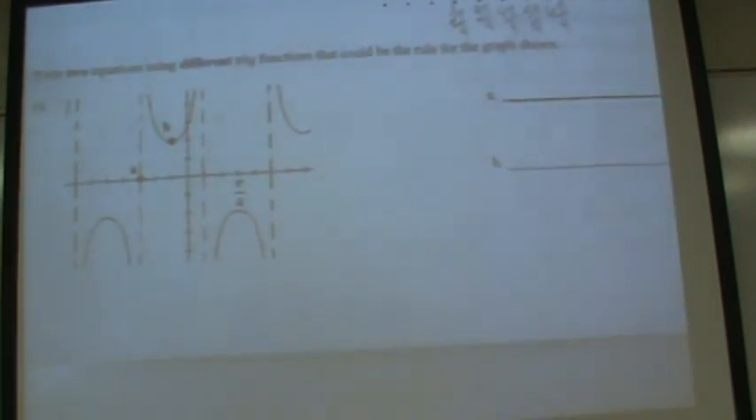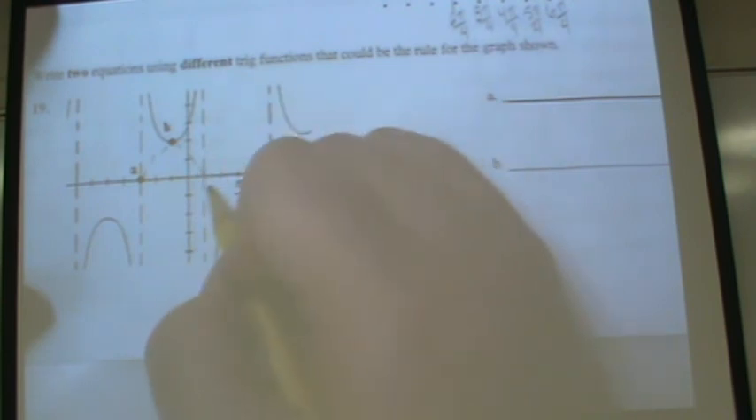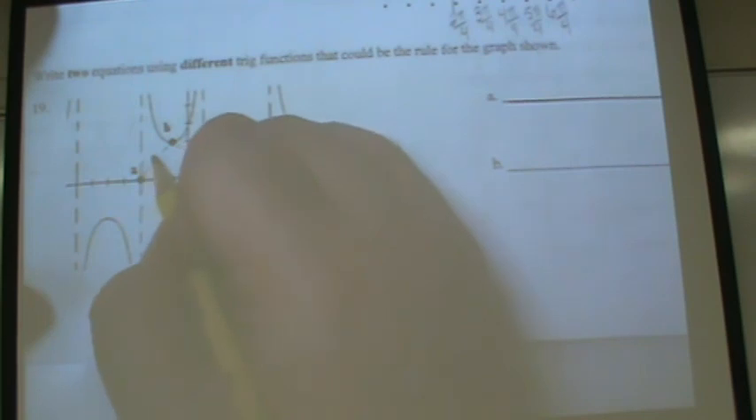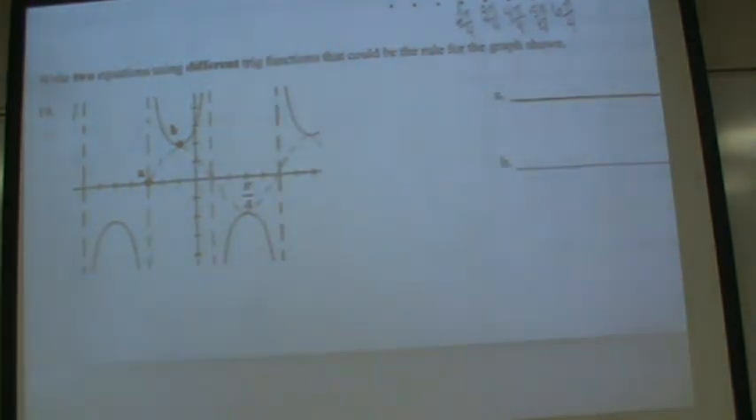And then our last question is using different trig functions to write equations for the same graph. For this one, my suggestion, if you're given a cosecant or a secant, is to draw in the original curve that would be the reciprocal. So draw in, starting at A, you know your curve is going to go like that. That'll help you decide if it's sine or cosine at those points, and then just switch it for the reciprocal function.